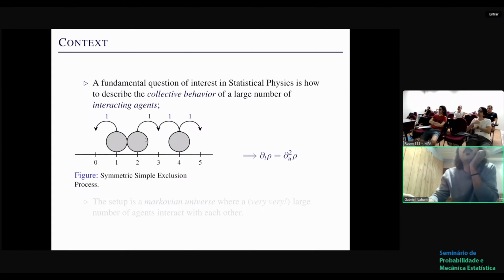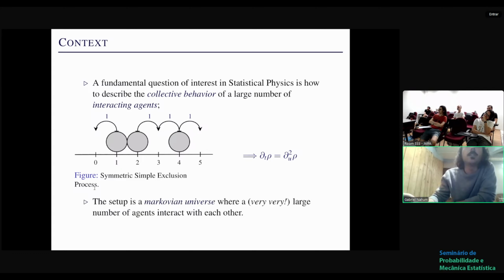Now, the symmetric part is because a jump to the right happens with the same rate as a jump to the left, as long as the neighboring site is empty. The name simple exclusion is because we can have at most one particle per site. And so this is our main setup.